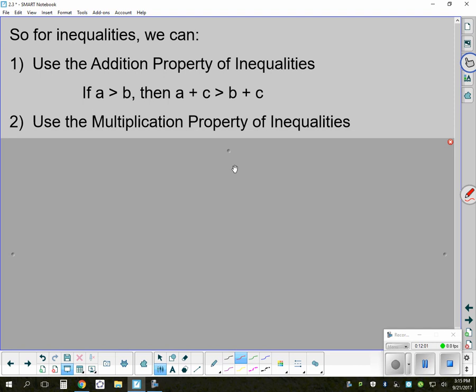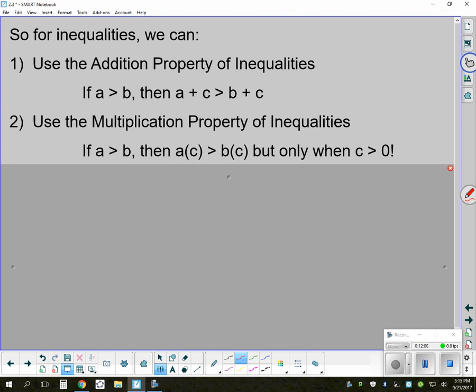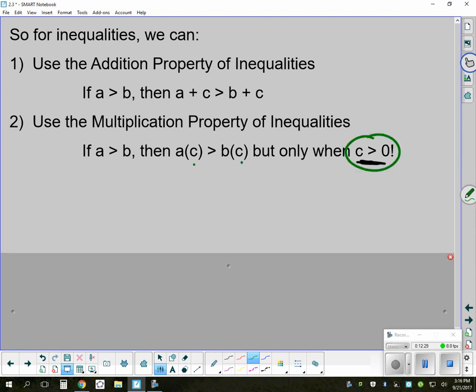You can also use the multiplication property of inequalities, but there's a stipulation. Only when the number you're multiplying by is greater than 0. So if you have an inequality and you want to multiply both sides of it by something, whatever you're choosing to multiply by, it must be positive. It has to be greater than 0. Pause the video, write that down.